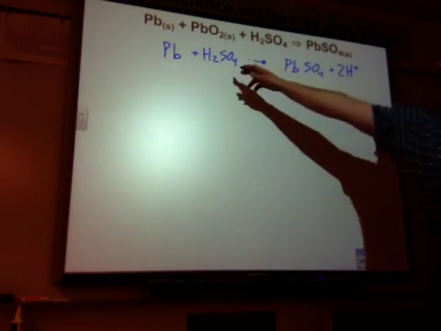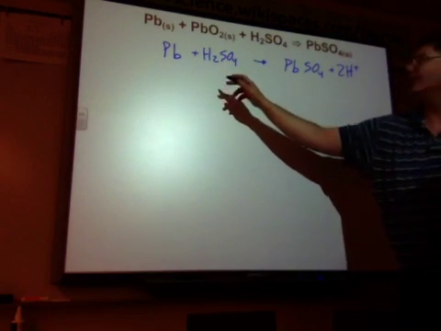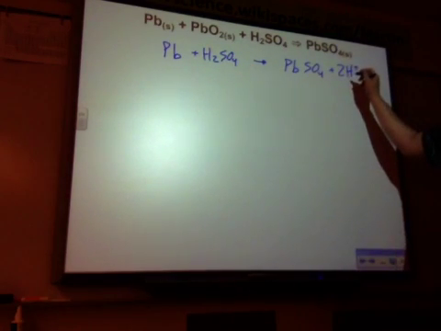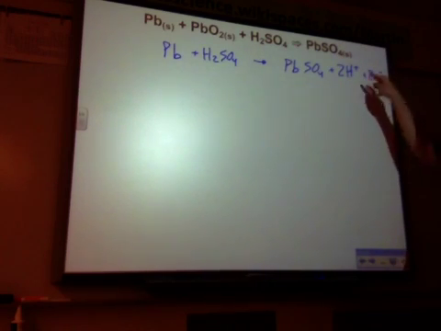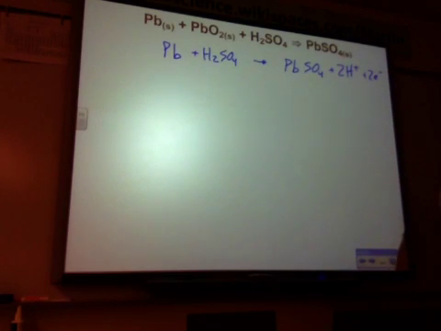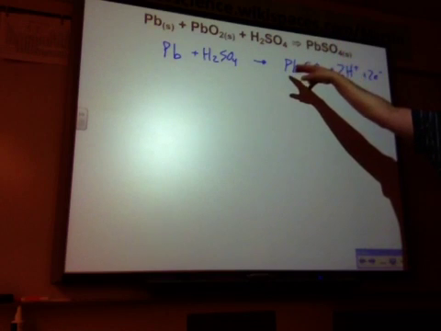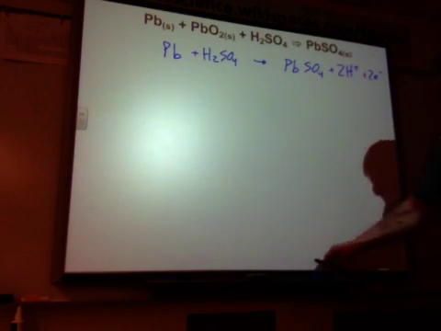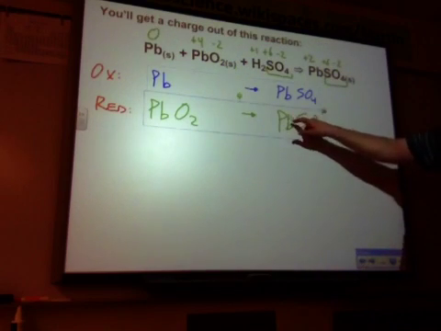This has no net charge on this side. Lead is neutral, H2SO4 is neutral. This has a +2. To make this a 0 charge, we're going to have to add 2 electrons. Now this has a total charge of 0. Okay? This is balanced by mass, this is balanced by charge. This half reaction is taken care of. Now, let's go back and select that one.